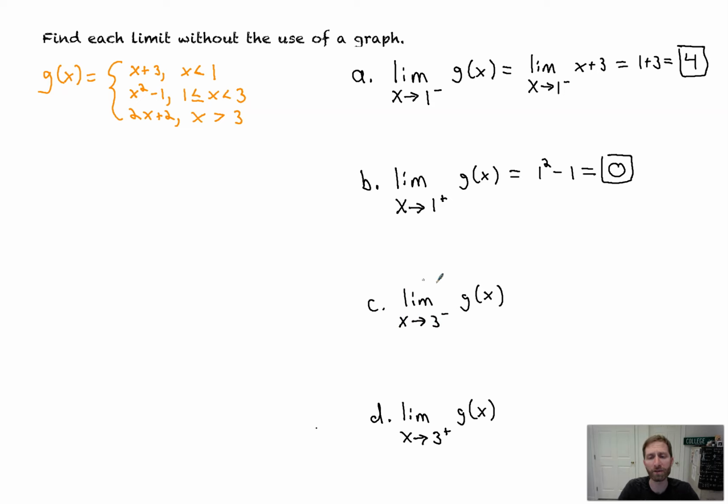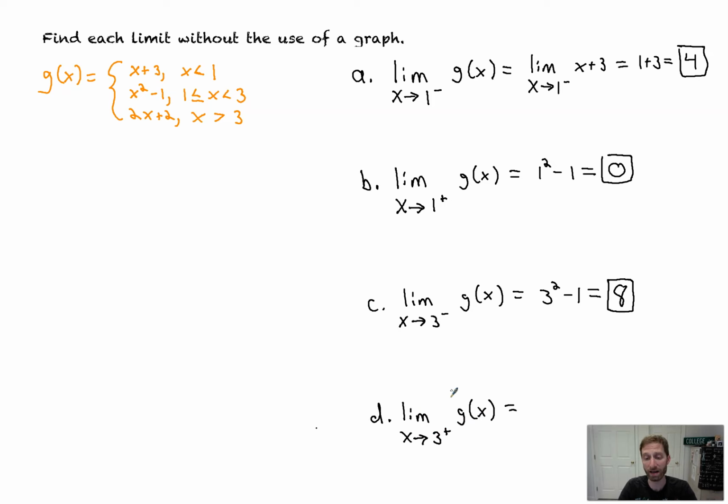The limit as x goes to 3 from the left of g of x. Well, if we're going from the left, we want to go from the less than side of 3. That would be from this side. So we're going to use this function. So that would be equal to 3 squared minus 1. 3 squared is 9, minus 1 is 8. That's all, not bad.